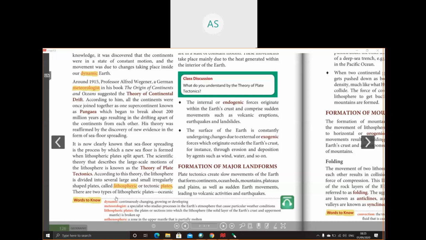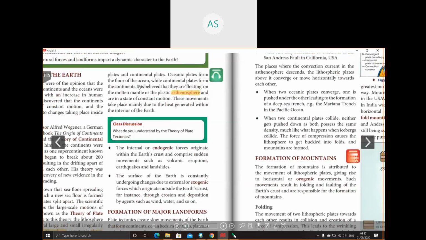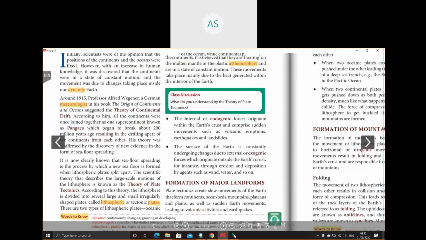Called lithospheric and tectonic plates. There are two types of lithospheric plates. First of all, oceanic plates and continental plates. So the tectonic plates were divided into different parts.